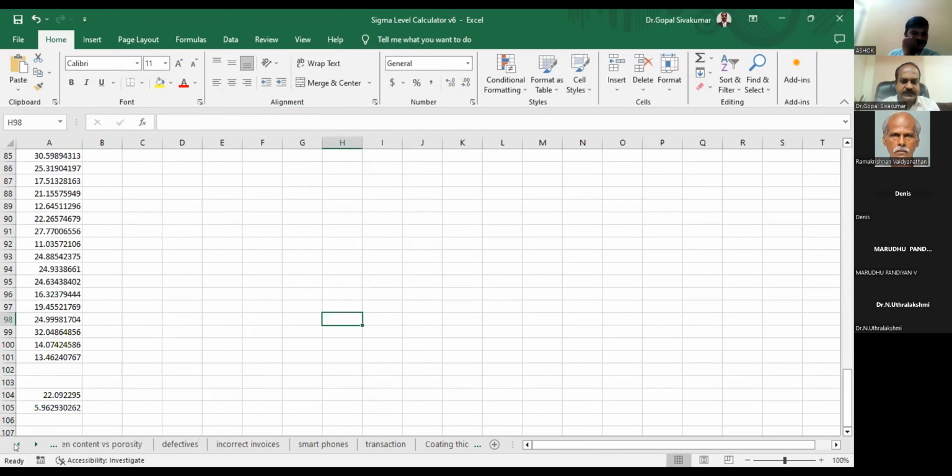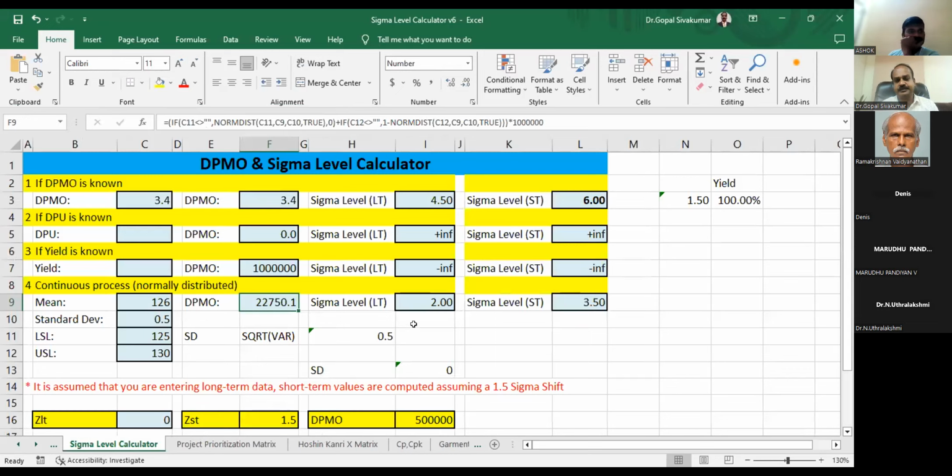Ultimately, I want ZST, ZLT. So where should I go here now? Probably the sigma level calculator. So those two values are copied. I'm not able to bring it here. Okay, I hope you will help me.